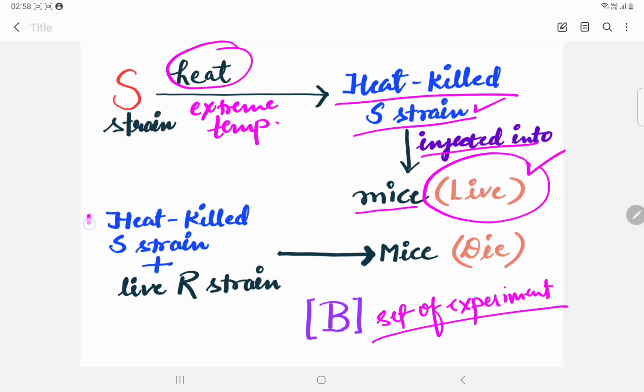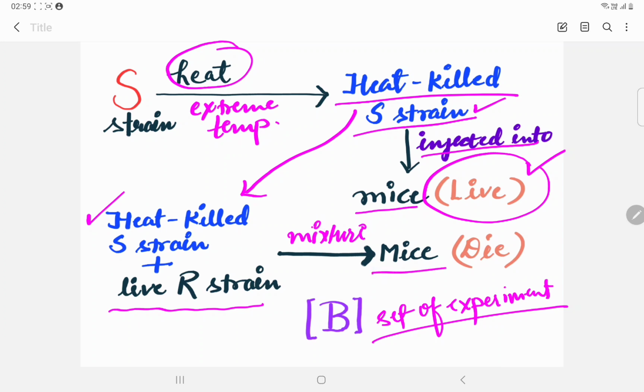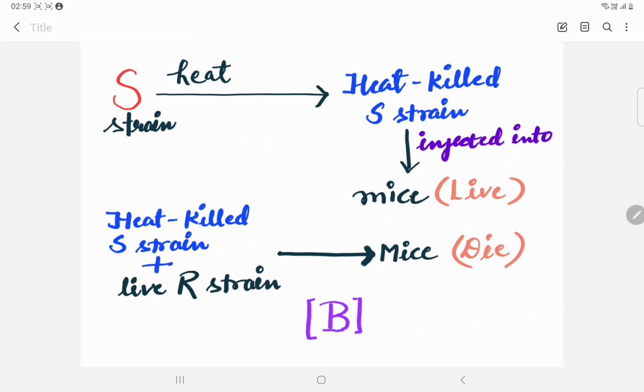Again, when the same heat killed S strain is mixed with live R strain, and this mixture is injected into the mice body, then the results were that these mice die. What is happening behind this?